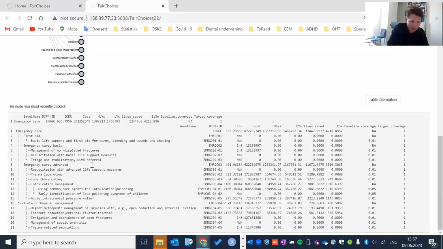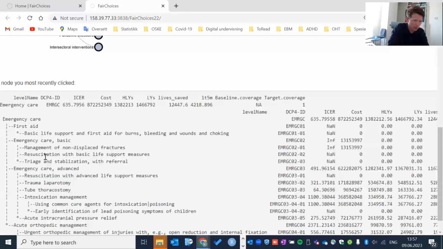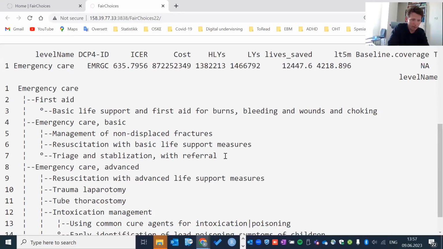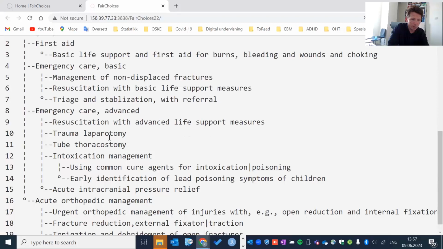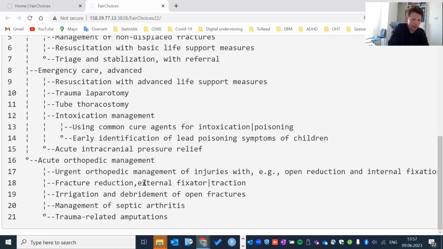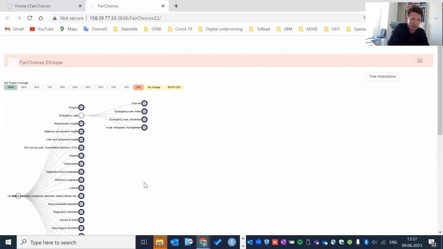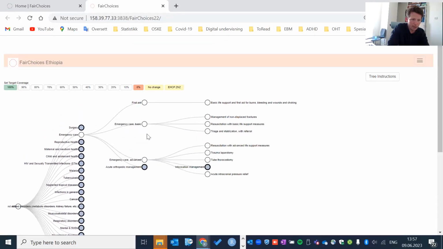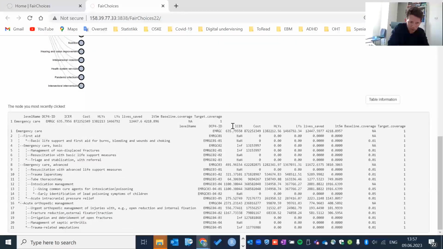Then you can see the cost for each single intervention, and the emergency care basic, it means management of non-displaced fractures, resuscitation, triage and stabilization with referral, and you even give priority to emergency care, advanced trauma laparotomy, tube thoracostomy, intoxication management, acute intracranial pressure relief, and also the acute orthopedic managements. These sub-interventions can also be displayed in the tree like this, but you don't get any information. The information is best shown here, where you get information.